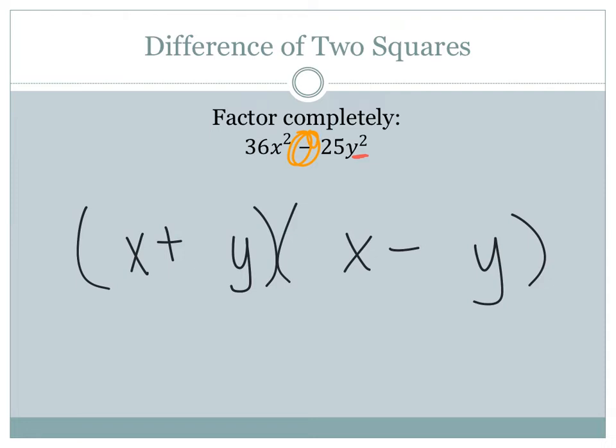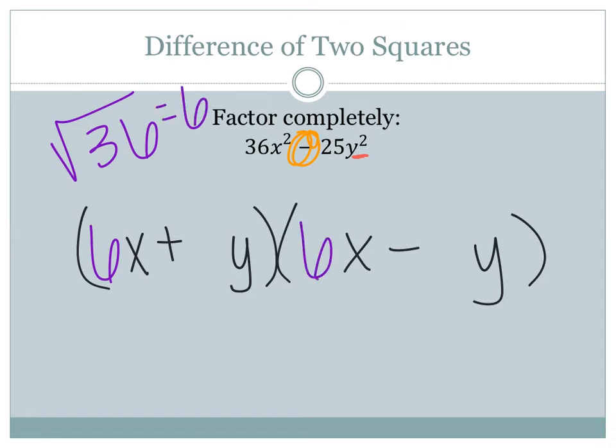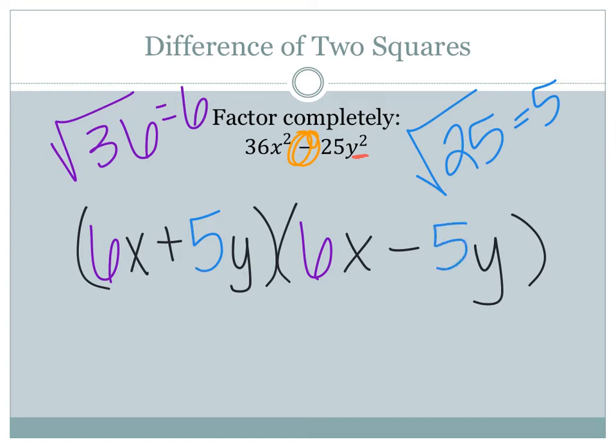So if I take the square root of 36, it gives me 6, so I'm going to put a 6 in front of the x's, and we're going to take the square root of 25, which is 5. So I'm going to put a 5 in front of the y's. Final answer.